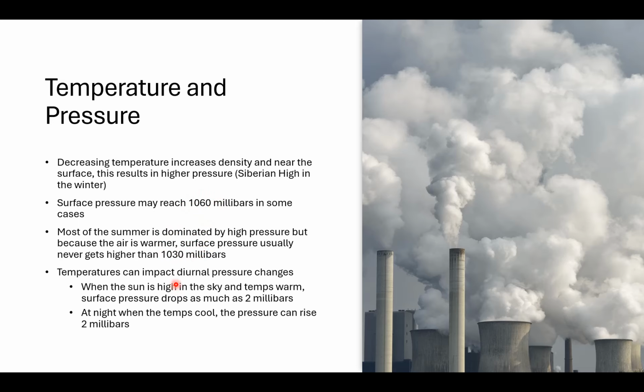Now, temperatures can also change over the course of a day, from sunrise through the nighttime after sunset. When the sun's high in the sky, you have the most intense heating of the day, and surface pressure can drop as much as 2 millibars. At night, after the sun goes down and the temperatures cool, the pressure can then rise 2 millibars prior to sunrise. So you can have this diurnal pressure change of 2 millibars on average based on the heating and cooling of the day.